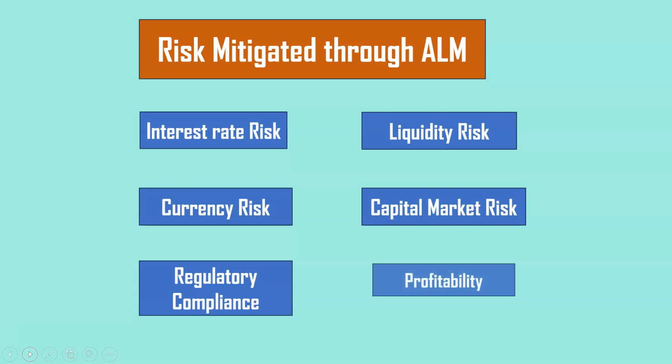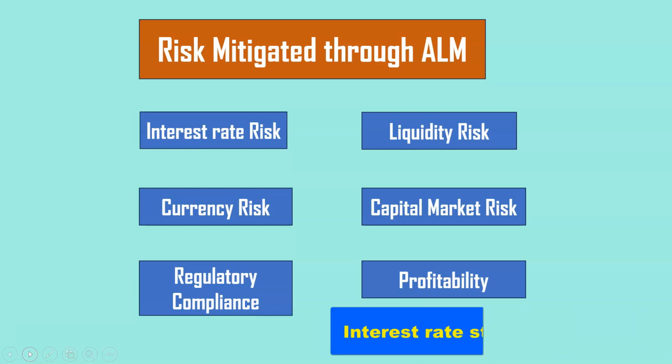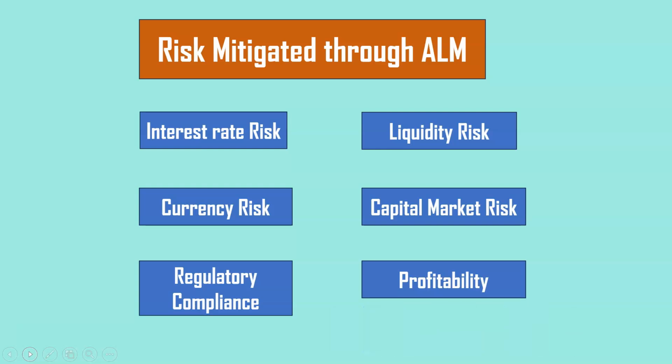6. Profitability. While managing risks, ALM also considers optimizing the overall profitability of the institution. This involves making strategic decisions on asset allocation, interest rate strategies, and funding sources to maximize returns within an acceptable risk framework. This brings us to the end of the topic.